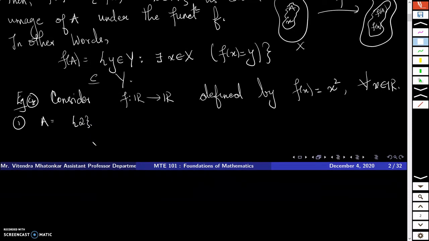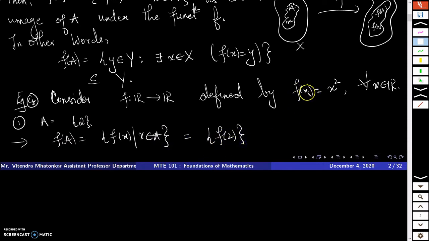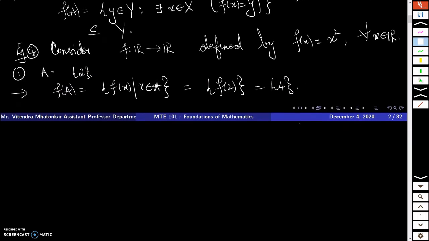So you are going to look at all the images of the points inside the set A, and that's a singleton set. So f of A is all the elements of the form f of x where x is coming from A by definition. But there is only one point in A, so that's nothing but f of 2, and f maps 2 to 2 square, and that's 4. So in this case, the image of the singleton set 2 is nothing but the singleton set 4.